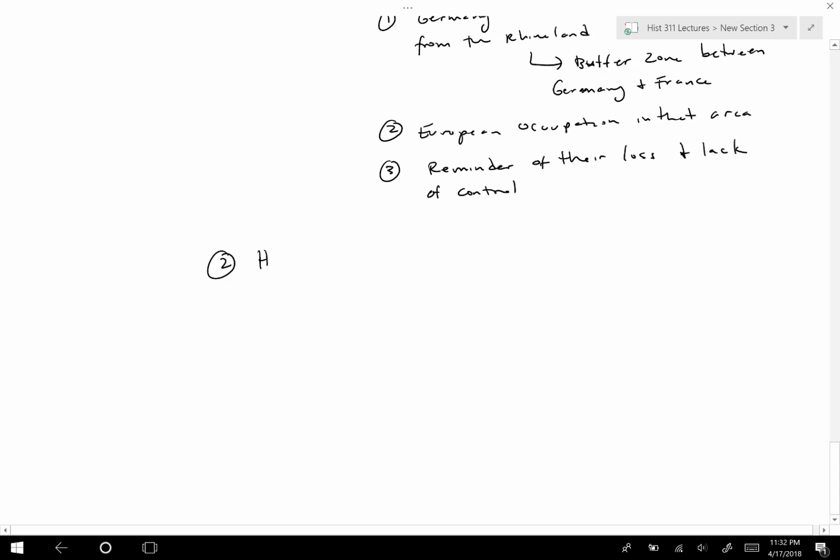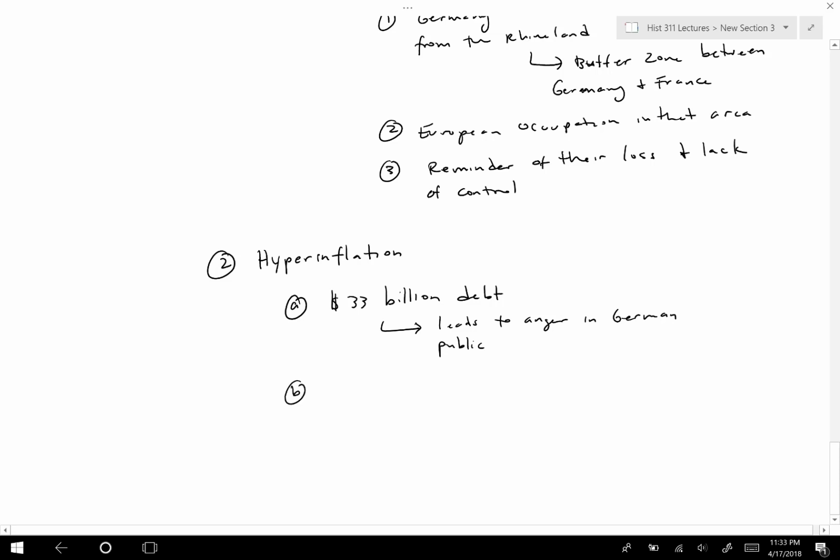One of the things that becomes a significant part of it is hyperinflation from the Depression. It's just a huge problem in the sense that you had like 33 billion in debt created by all of this. And this is back in the 1920s, so it's a lot of debt, and this is going to create anger from the German public in the process. Anger for the debt, anger, and feeling like all of it's being placed on them.